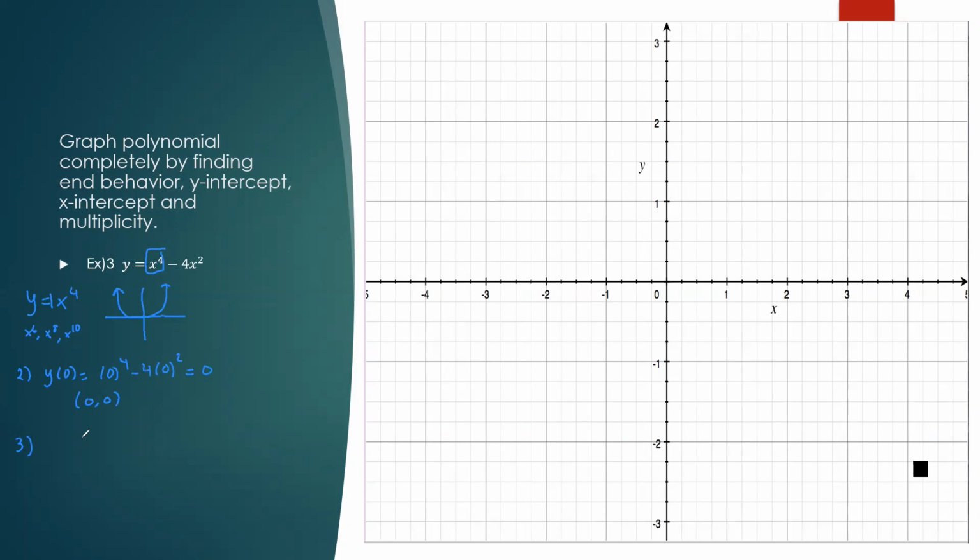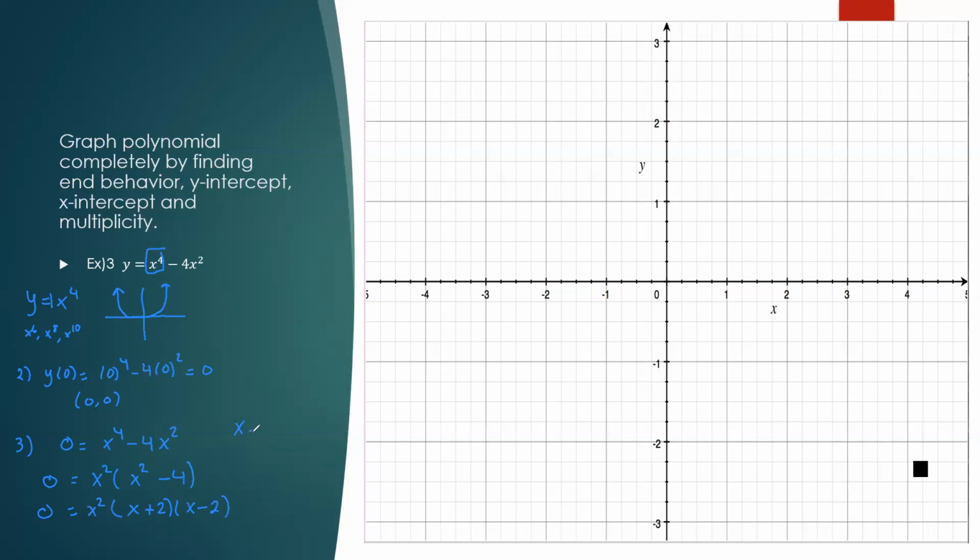Then we find our zeros and multiplicities. So set y to 0. And it looks like, with our factoring rules, I could take out a GCF, an x squared. So this is going to be x squared times (x squared minus 4). And then x squared minus 4 is a difference of squares. It can be factored as (x plus 2)(x minus 2).